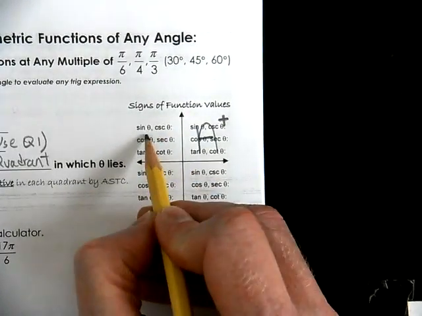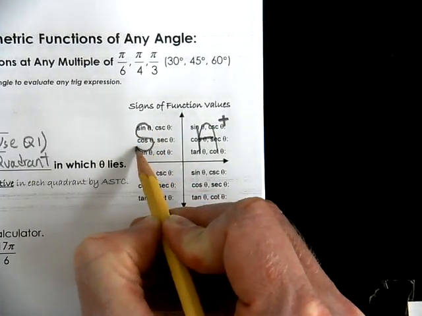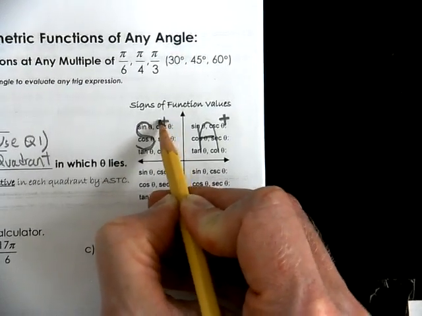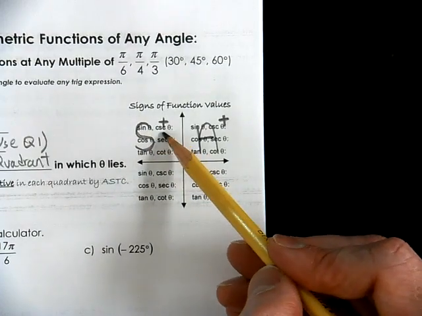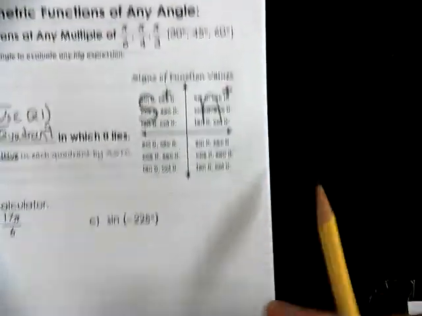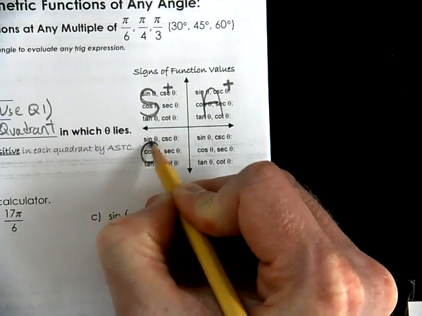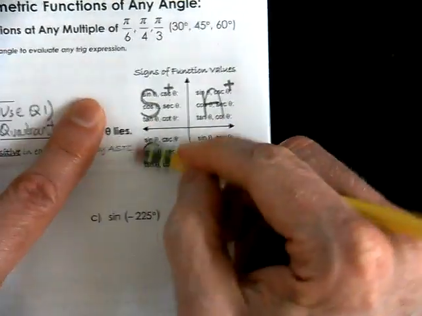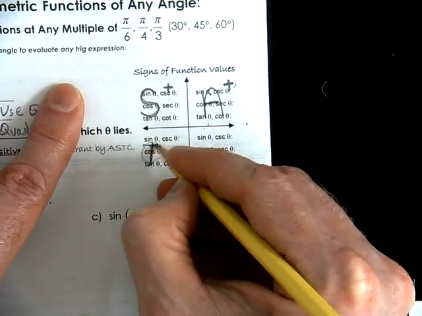In the second quadrant, you'll notice sine is the only positive one here. Sine and its reciprocal. Cosine is going to be positive. Oh, sorry, I said that backwards. Tangent is going to be positive.